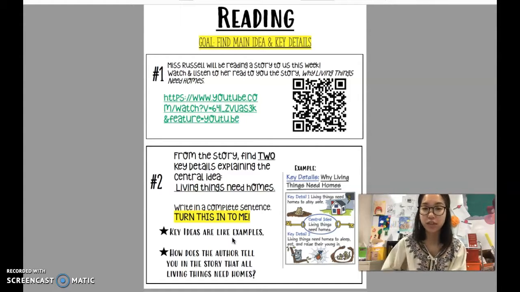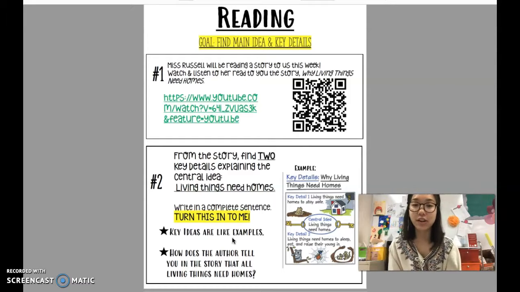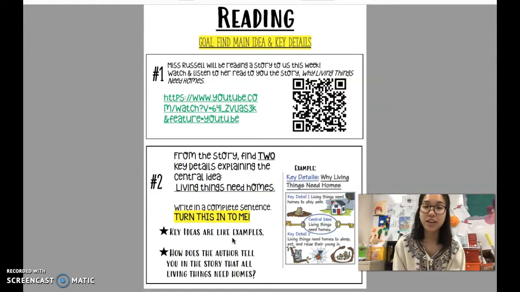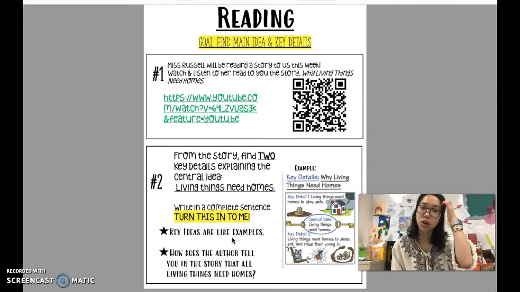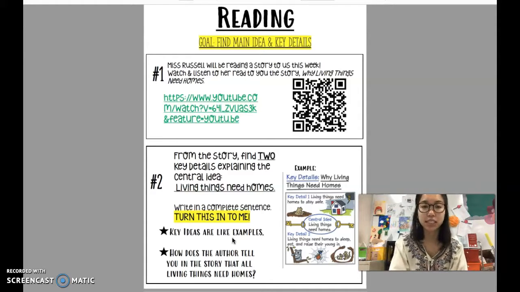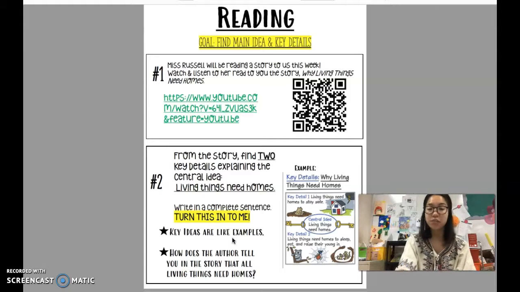There's an example there that the key detail to why living things need homes is to stay safe, and another one would be to sleep, eat, and raise their young in. So it's basically just finding examples explaining why living things need homes. You'll find two more examples from there, write them in complete sentences, and turn them in to me.